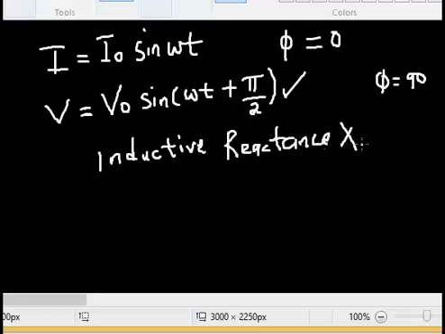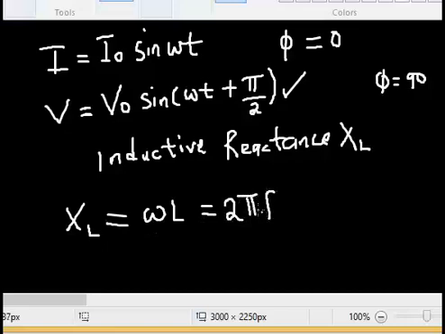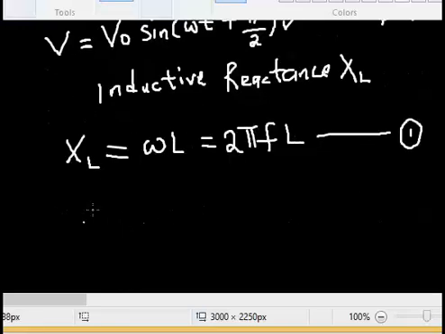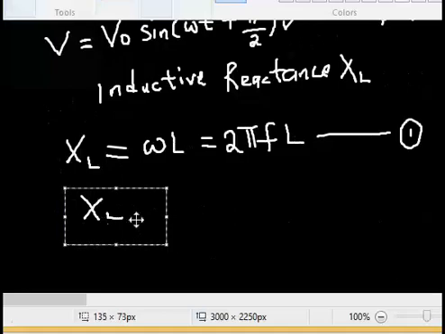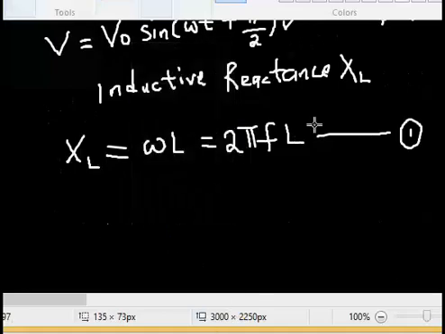Now, inductive reactance is represented by the symbol XL. The inductive reactance XL of an inductor in an alternating current circuit is given by omega L, angular frequency multiplied by L. Already, when we treated waves, we know that angular frequency is given by 2 pi f. So it's going to be 2 pi fL. This is the formula for inductive reactance XL. Please take note of this. This symbol XL is inductive reactance.